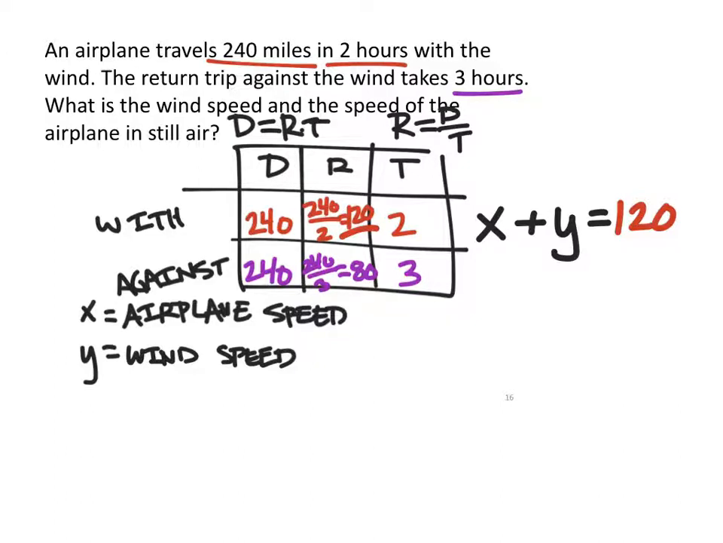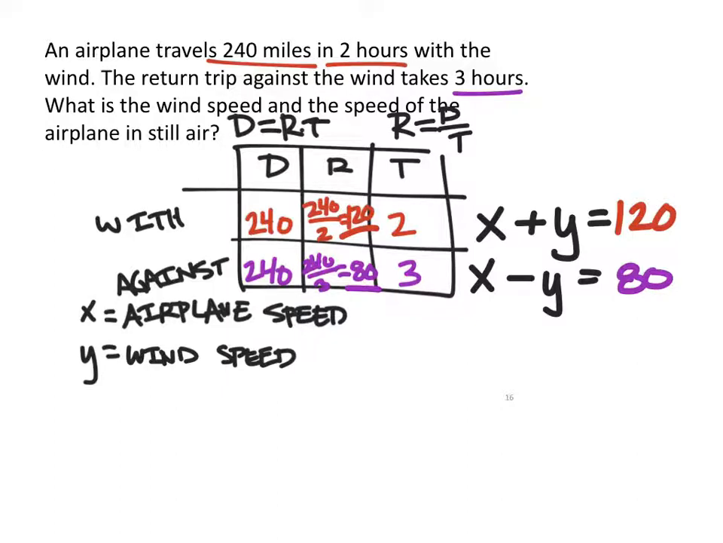But then against the wind, you've got the speed of the airplane. It's going to go no matter what, but you'd subtract the speed of the wind from the airplane, which would give us its final speed, or average speed in this case, which would have been 80. And that sets up the system for us, which I think looks pretty good.